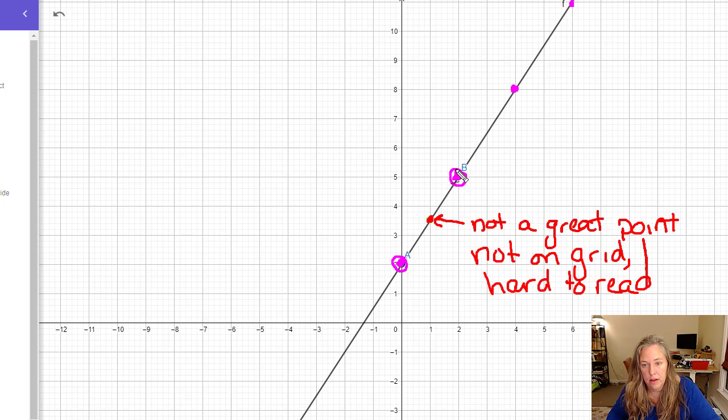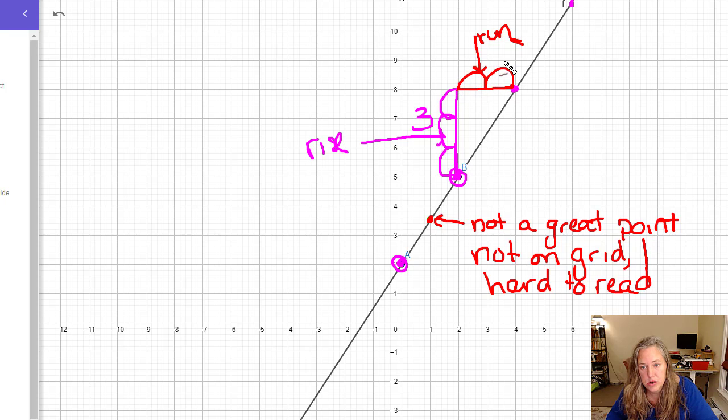And here's the rise. That's the rise. It's how much it goes up. And then I think we'll do the run in a different color. And here's the run. How much it goes over. So if I want to count the rise, I start at the bottom point and I go 1, 2, 3. Helps to write it right on there. The rise is 3. The run is 1, 2.